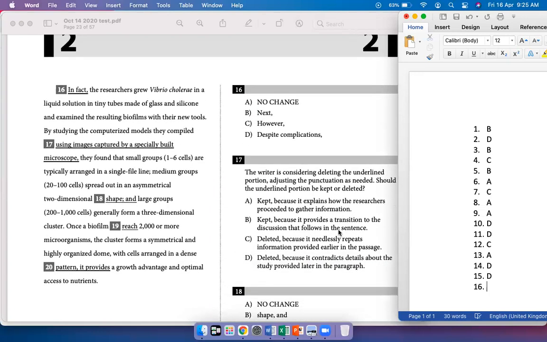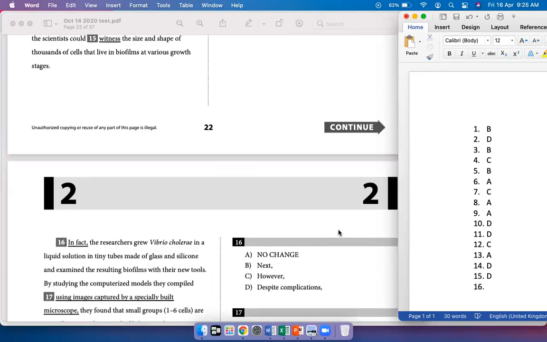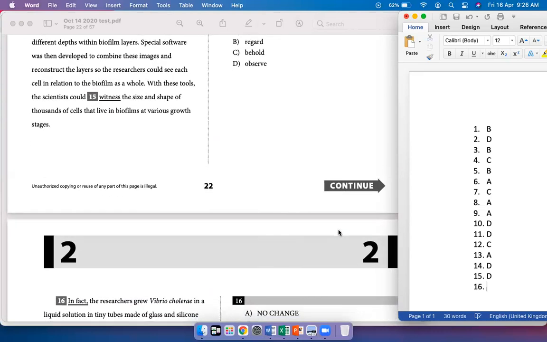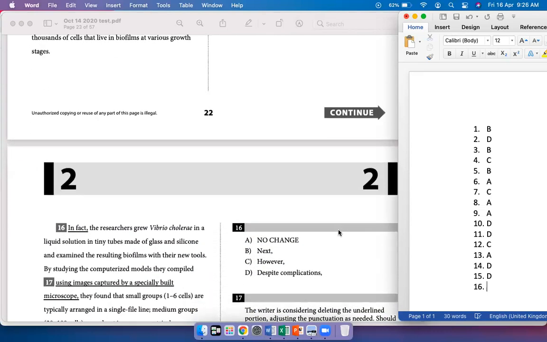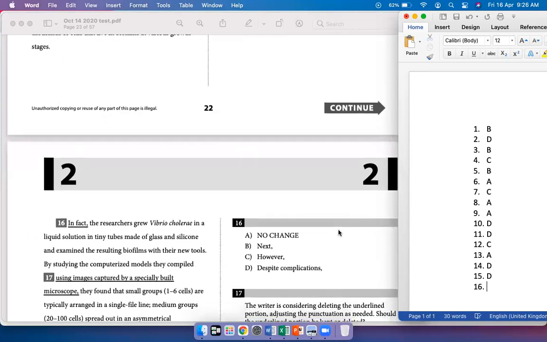In fact, the researchers grew Vibrio cholerae in a liquid solution in tiny tubes made of glass and silicone and examined the resulting biofilm with their new tools. So this is connected to the previous one. So the best connector would be next, because I'm following the processes of the experiment.